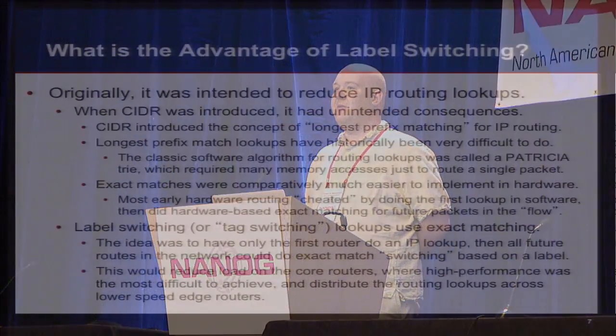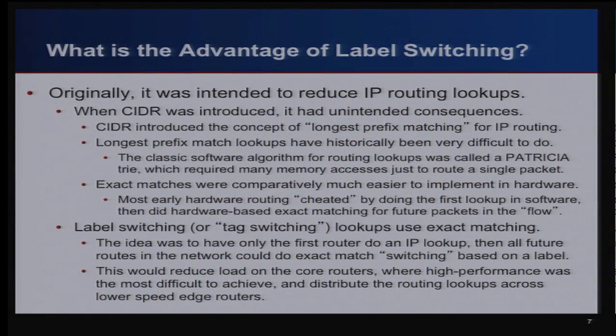So MPLS was the solution for this. You do your routing lookup on the edge, you label it once, and now you've taken that routing lookup load away from all of those other routers that you come along. And the original idea of reduce load on the core routers, push it out to the edge, distribute the routing lookups, and this would help the network scale.